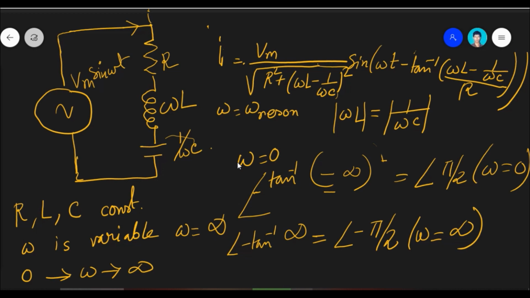Here we have considered two extreme cases. Now let us draw the locus diagram here.